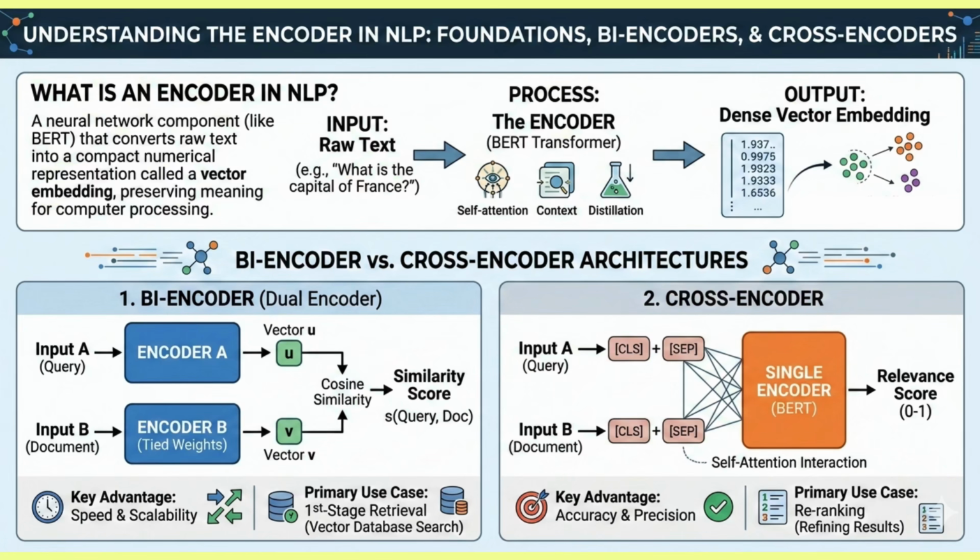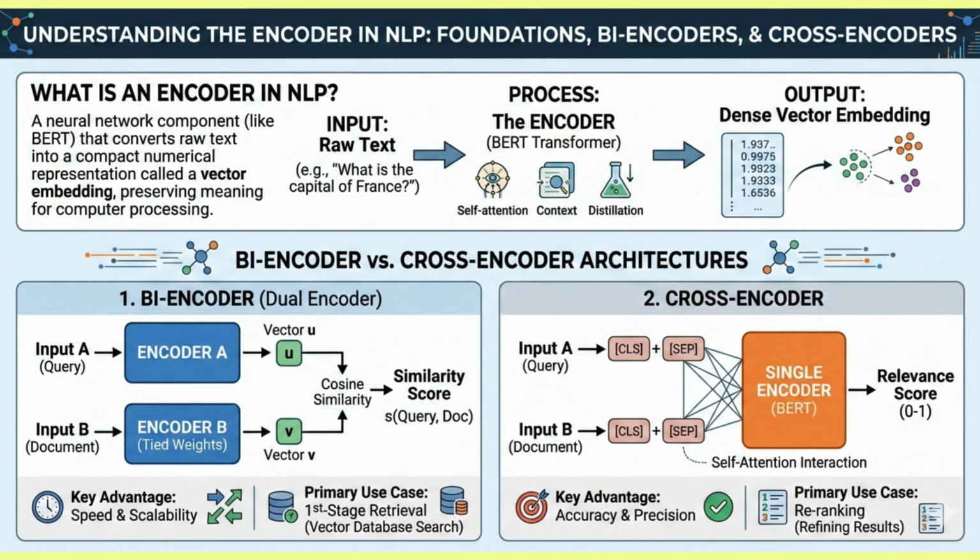The two texts never directly interact during the encoding phase. The only interaction happens at the very end, when their final embeddings are compared. The key advantage is speed and scalability. Document embeddings can be pre-computed offline and stored in a vector database. For a new query, you only need to encode the query once and then perform a fast nearest neighbor search against the stored document vectors. This is highly scalable for millions of documents. So the primary use case would be first stage retrieval or semantic search.